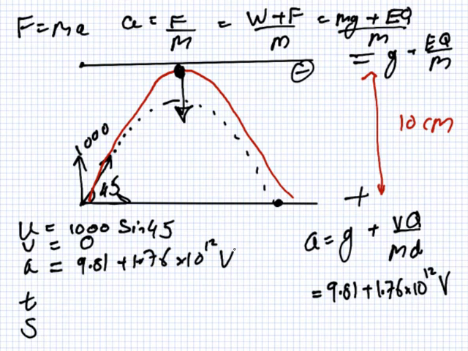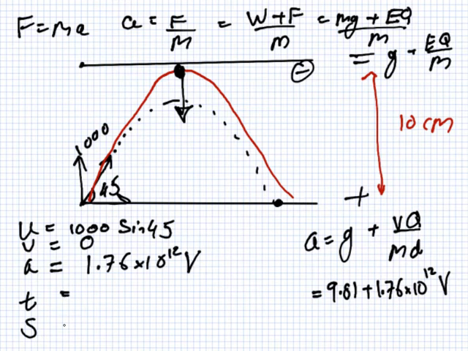Now, this might be controversial, but in fact, I can drop the 9.81 from the acceleration formula. Why? It's very small. It's a trillion times smaller than this term, so any rounding would completely remove it. We could have dropped it from the very start, because the mass of the electron is so small. We'll drop it and we'll have acceleration is 1.76 times 10 to the 12 times whatever the voltage is.